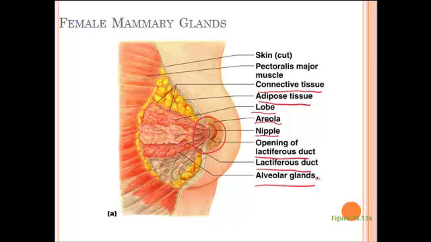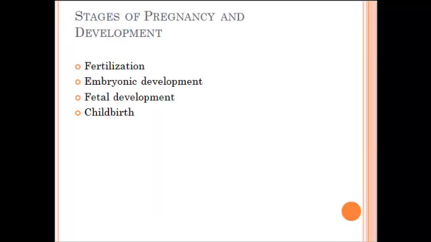So alveolar glands produce the milk, which then moves to the lactiferous ducts, and the lactiferous ducts take that milk to the opening of the lactiferous duct, and that's where the milk is released so that the baby can feed. The function of the mammary gland is to produce milk, and that's its primary function, to feed the infant after it is born.